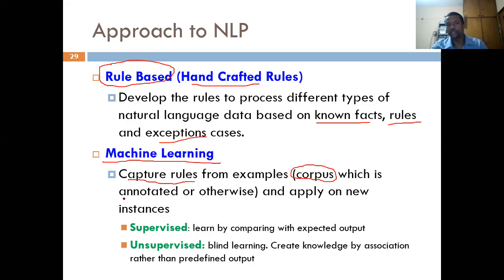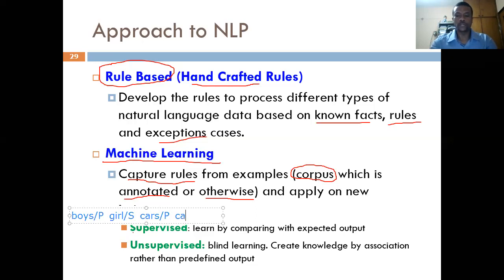Sometimes that corpus is going to be annotated. Annotated means some piece of information about the language or its elements is going to be provided, or otherwise it's going to be clean text. So if you annotate it with the expected result, we call the learning process supervised. A very simple example for supervised is something like this. You're going to say boys, and you are going to say this is plural. You are going to say girl, and you are going to say this is singular. Maybe here you have cars, and you say this is plural. Somewhere else you have car, and you say this is singular.